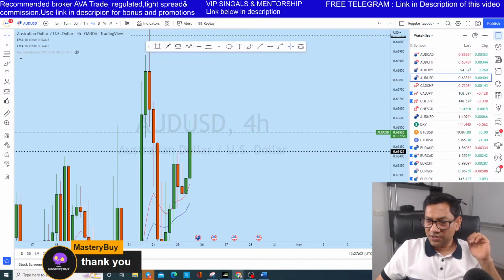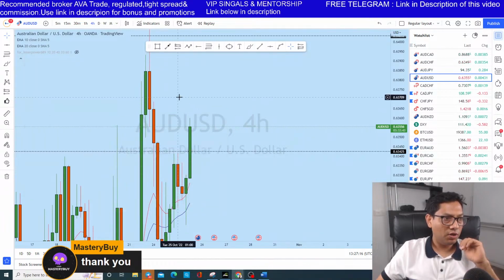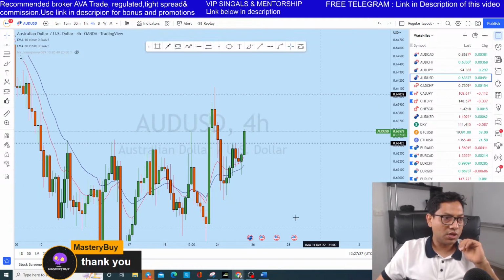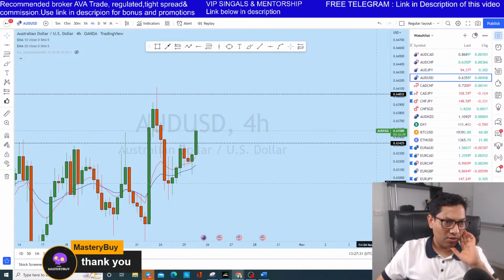So the expected TP for AUD USD is 0.6373, but you can hold for longer if you like. For me it is 0.6373 TP for AUD USD. I have set 0.6373 here, which is near. But if you want to hold it up to here, you can do that. I think that due to the news coming tomorrow, the Aussie dollar might get a little bit volatile.